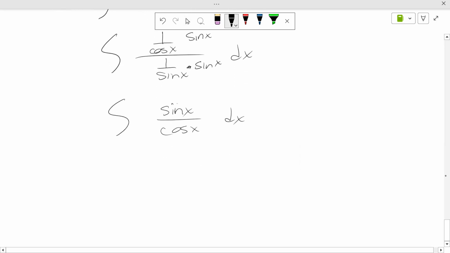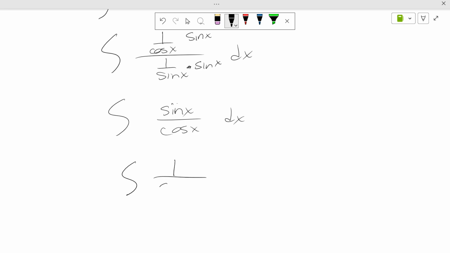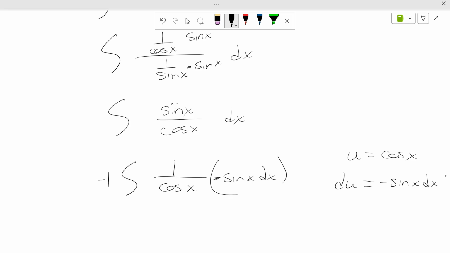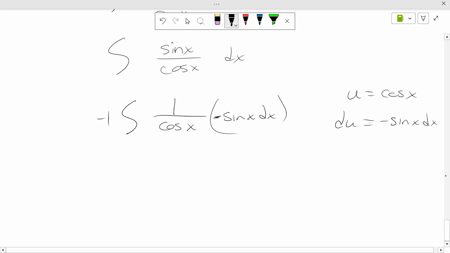Now, when you have a fraction, the first derivative of u has to be your du. So I'm going to put 1 over cosine of x, sine of x dx, because u equals cosine of x, so du would be negative sine of x dx. So this is u, this is du. I need a negative and a negative 1 out front. Then I got 1 over u du. Okay, so how do we integrate a fraction like that? Well, it's the natural log.